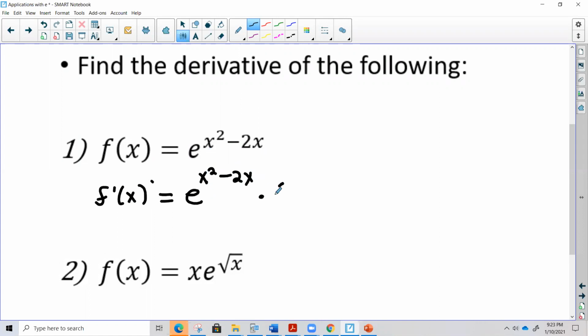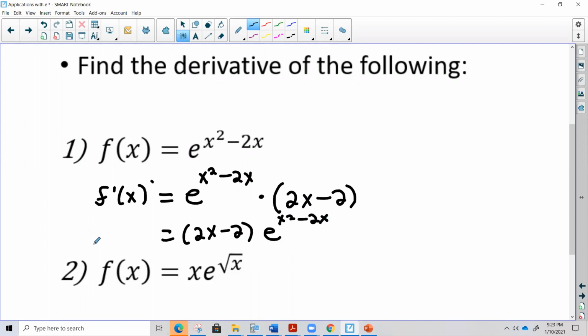Now, anytime it's more than one term, I need to put parentheses because I'm going to multiply e by everything that's here. So the derivative of x squared is 2x. The derivative of minus 2x is minus 2. So this is the answer. Again, I often put the e last, but it really doesn't matter. You could distribute the e, but you don't have to. But this would be the derivative.